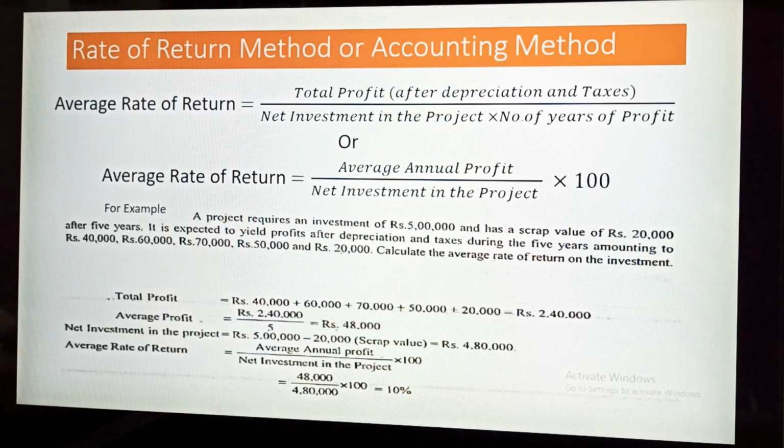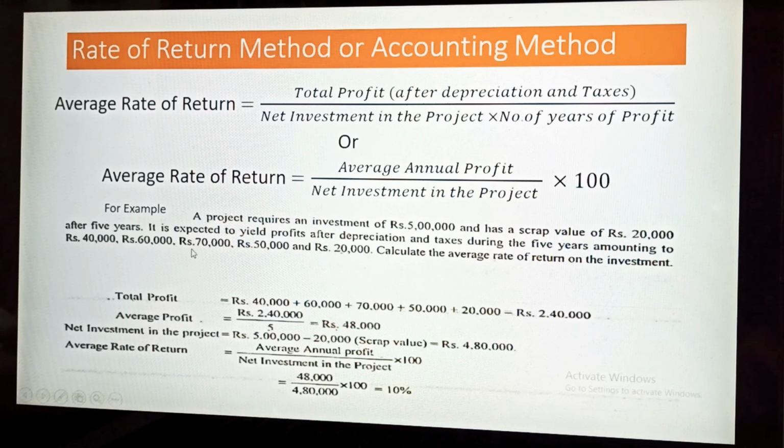See, in this case, what you have to do is first total the profit of 5 years. Because both formulas are given, you can use average annual profit. If you are doing it through this technique, you first have to find the average annual profit. For average profit you have to total the profit given in the question: 40, 60, 70, 50 and 20, it will become 2,40,000 rupees.